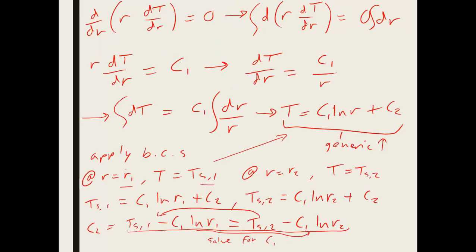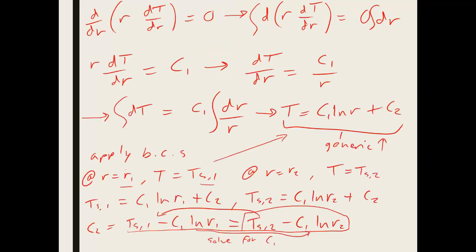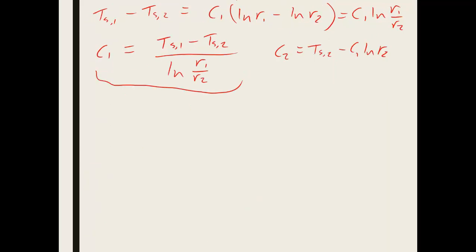And I'm going to go back and get our definition for C2. So I'm just moving this onto the other slide so we can see it later. So now we have C2 is equal to TS2 minus C1 times the natural log of R2. So just taking that equation and putting it on this next slide. All right, so now if we go back to our generic equation, we had the temperature as a function of R is equal to C1 times the natural log of R plus C2, and now we just substitute in these equations.